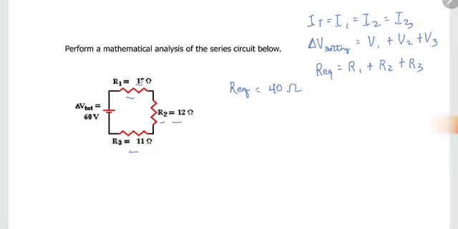Okay? Afterwards, we get the current. Okay? This computation is simple, right? Because once we get the total current, that is also the current flowing through R1. That is also I2, that is also I3. Same all throughout.